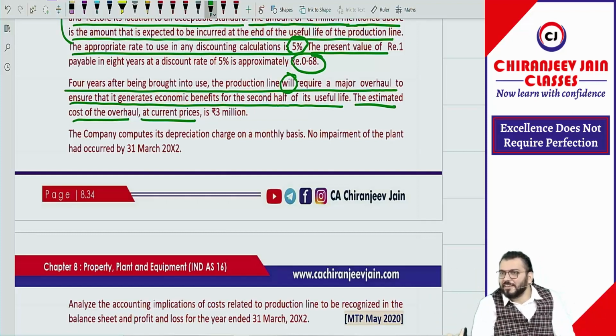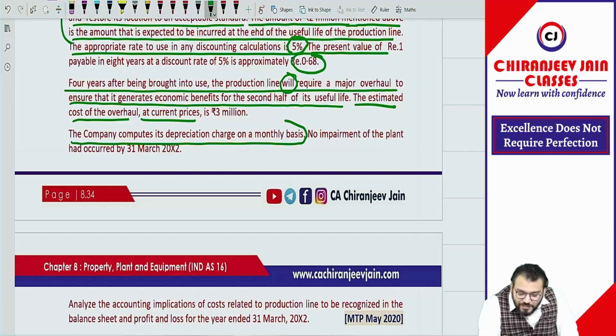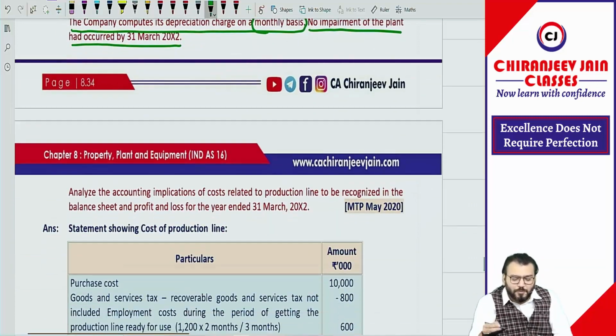Speak up. Yes, say it, then I will proceed. Yes, correct. The company computes its depreciation charge on a monthly basis. Okay, monthly basis. No impairment of plant has occurred by 31st March 2002. No impairment. We have not done yet.